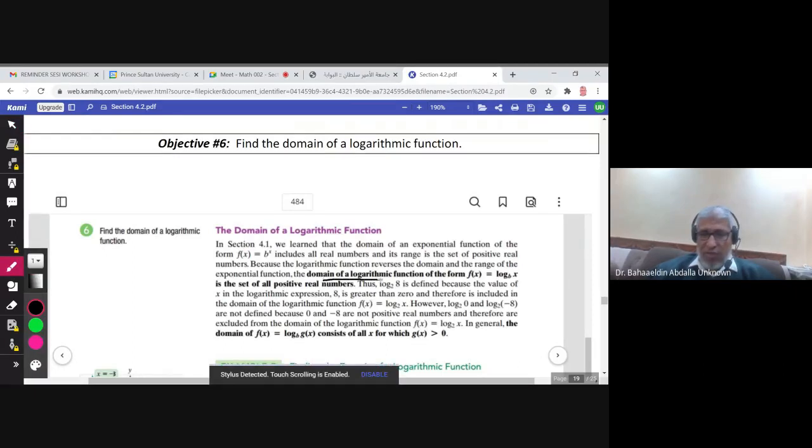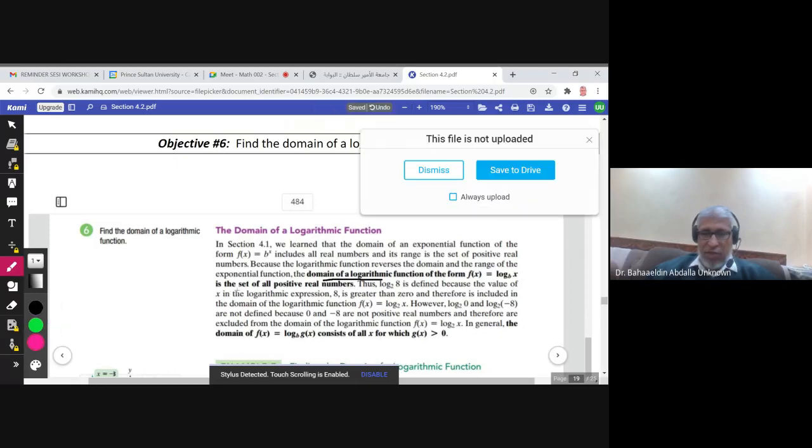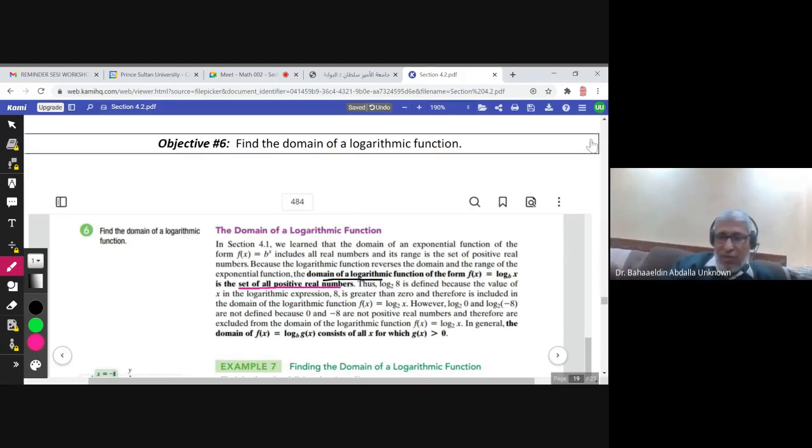So the domain of the logarithmic function would also be from 0 to infinity. So the domain of logarithmic functions is the set of all positive real numbers. So x has to be greater than 0. And we said if you try to find log 0 to the base 2 or log negative 8 to the base 2, the calculator will say math error because they are not defined, because 0 and negative 8 are not positive numbers. So the number inside the log, which is x, should be greater than 0. So if you have g of x here, the g of x should be greater than 0.